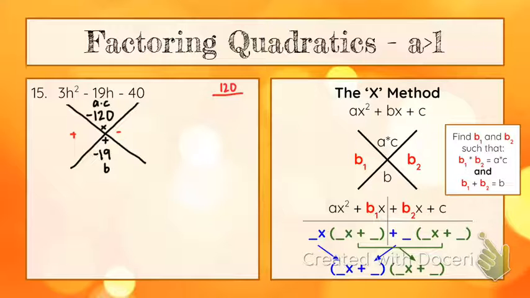So let's look at factors of 120. We have 1 times 120, 2 times 60, 3 times 40, 4 times 30, 5 times 24. And we can go ahead and stop there because the difference in 5 and 24 is 19. So in order to add those together to get negative 19, we need a negative 24 and a positive 5.